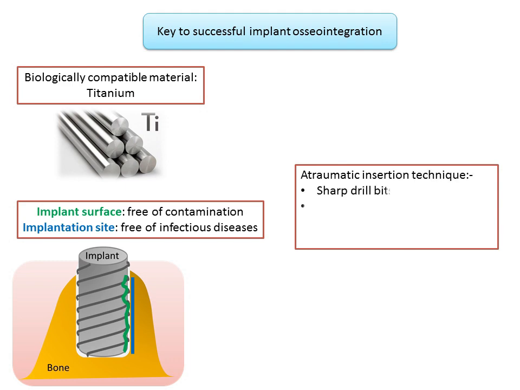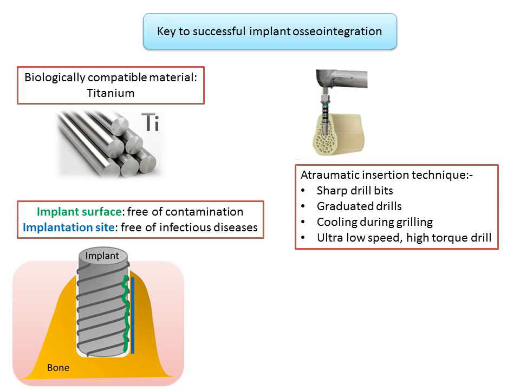use of sharp drill bits, gradual increase in width of implant site using graduated drills, cooling of drill bit during drilling, and ultra low speed, high torque drill for implant site tapping and implant insertion. The goal is to not allow the temperature of the bone being cut to increase to greater than 47 degrees centigrade or 117 degrees Fahrenheit during implant site preparation.